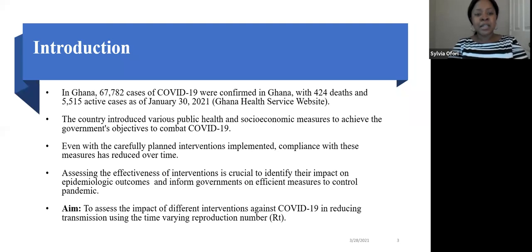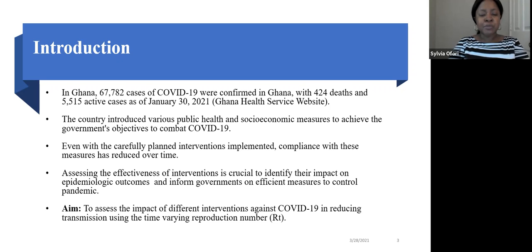So in Ghana, over 67,000 cases of COVID-19 were reported as of January 30th, 2021. And when the pandemic hit in March, various interventions were implemented in the country. But I realized that with time, compliance to these interventions reduced. And so there's the need to assess the effectiveness of interventions, to know which ones to prioritize, and to see if there's a need to strengthen ongoing measures.